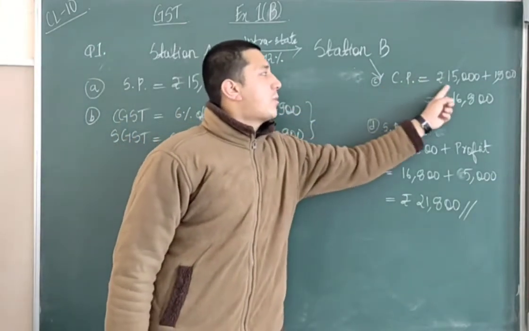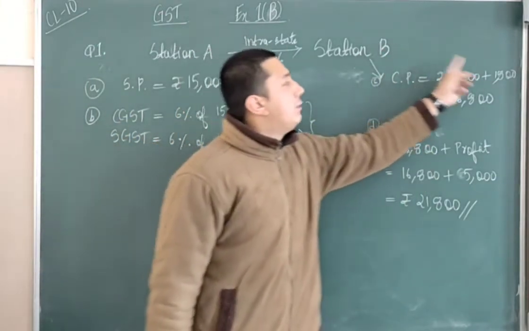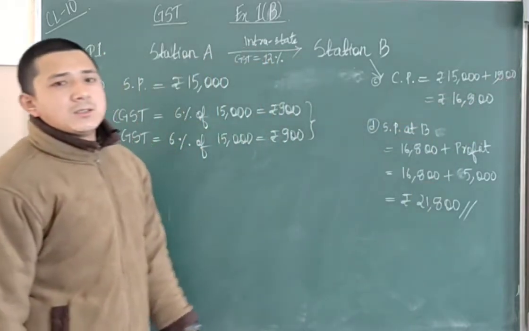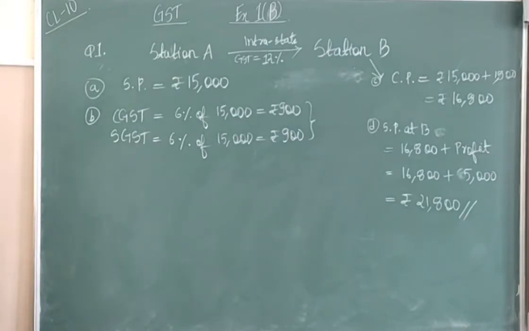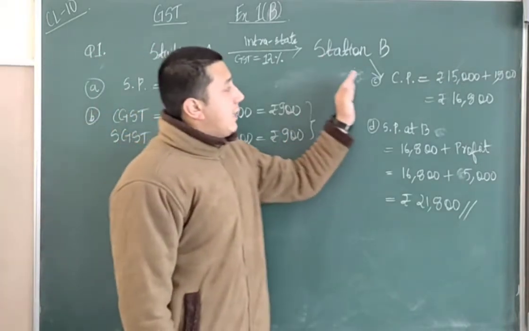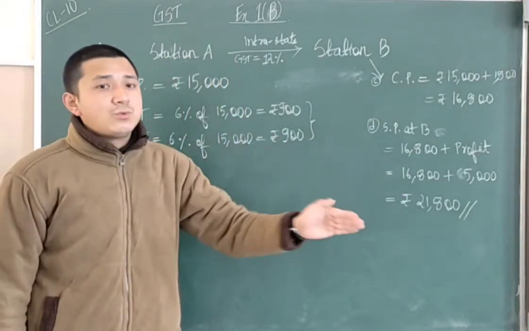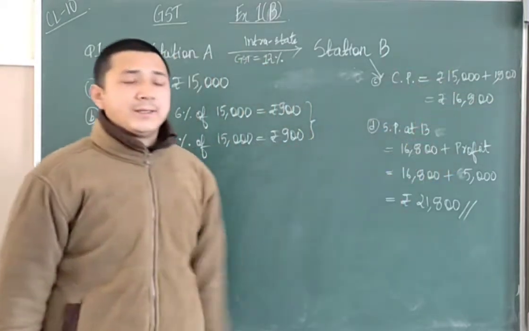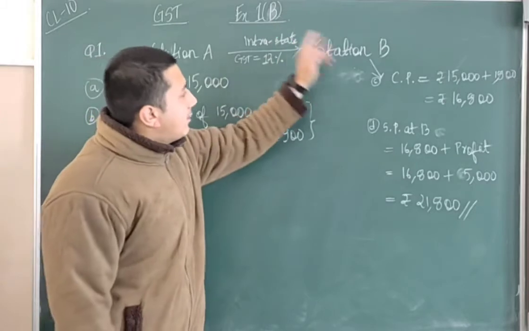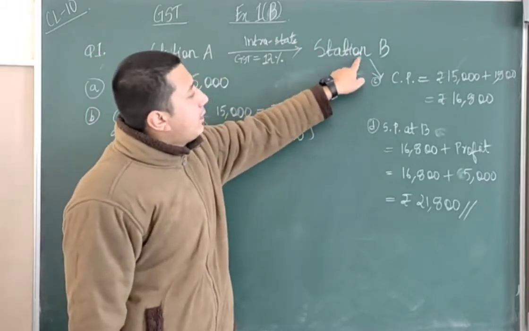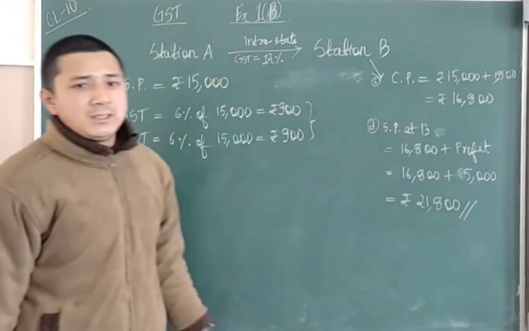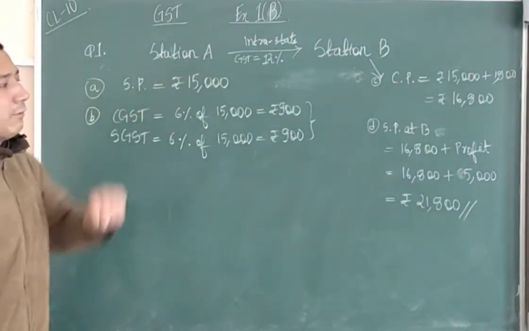Actually, this is the cost price including the GST, and if you do it, it will be 16,800. Later on, as I move ahead to question number 2, question number 3, this GST will not be included. I'll tell you why, later on. So for this question, at station B, the cost price will be 15,000 plus GST, which is 16,800. Okay, I hope you're clear with that.